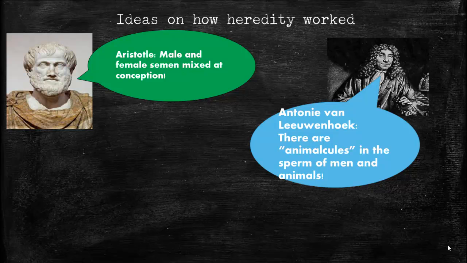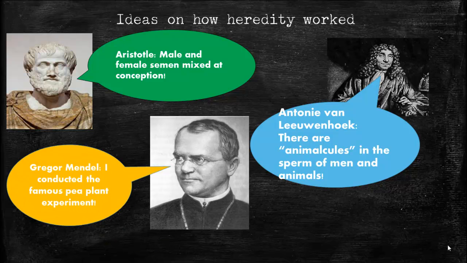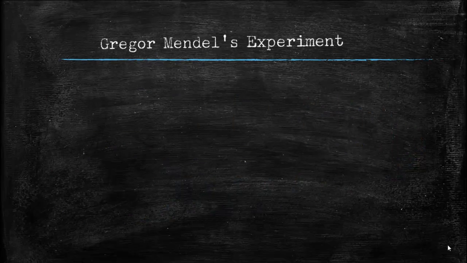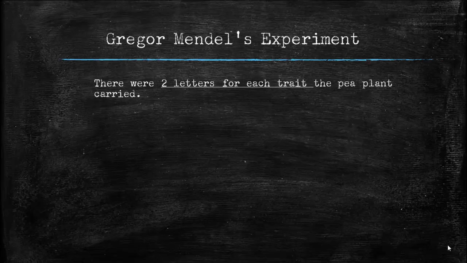Finally, there is Gregor Mendel, who is an Austrian monk. You may already know him since he is famous for conducting the pea plant experiment. He studied the patterns of inheritance by breeding pea plants together. Through the experiment, he discovered that each pea plant carried two characters or letters for each trait that it had. He called these characters alleles.